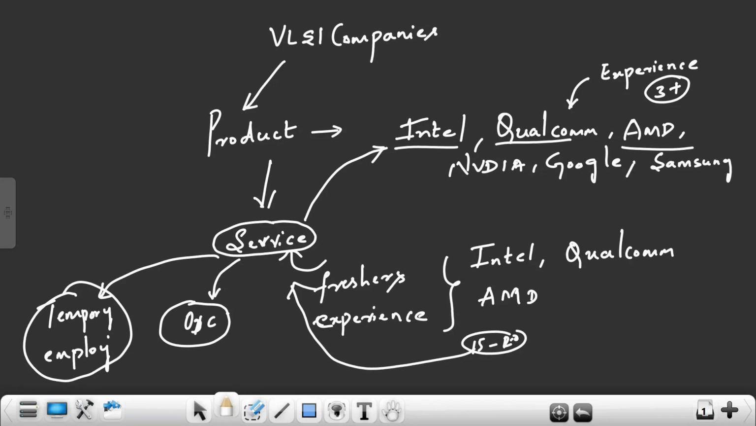When you clear the product-based company interview and are a temporary employee or ODC, at the first level of experience they will pay you within 50 to 80. In the second year, it will be 80 to 1 lakh. In the third year, 1 lakh to 1,50,000. The salary will go like this. It is the number of years multiplied by 4, and the salary will increase like that.